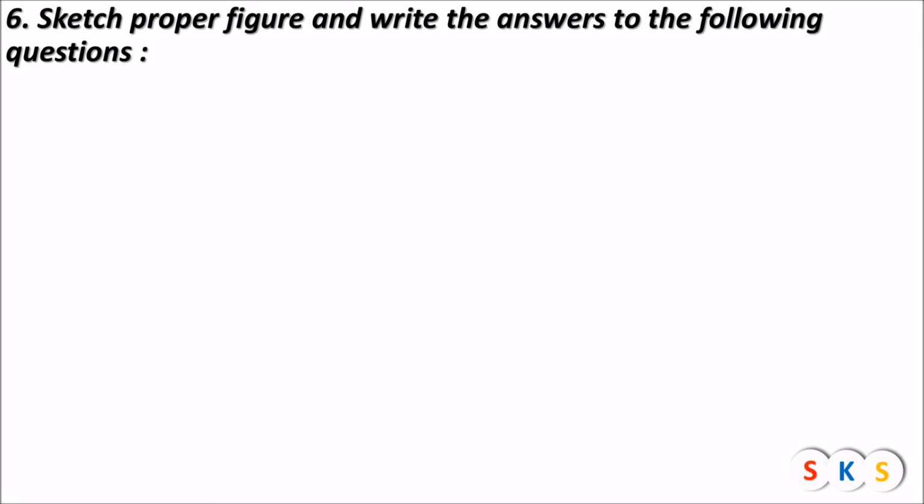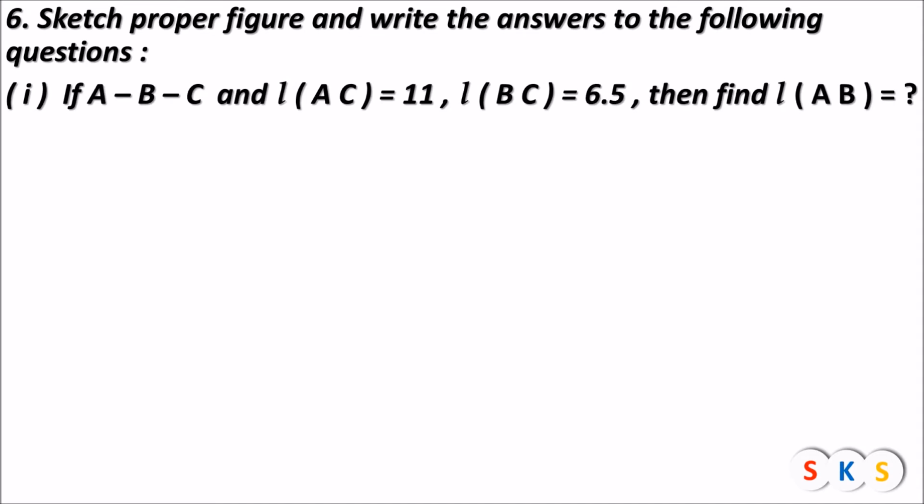Sketch a proper figure and write the answers to the following questions. In that we have the first question: if A-B-C and length AC equals 11, length BC equals 6.5, then find the length AB. So here you can see that it is mentioned A-B-C, it means points A, B, C are collinear points. It means they fall on the same line, and B is between A and C. So here we have a figure. You can see that B is between A and C.